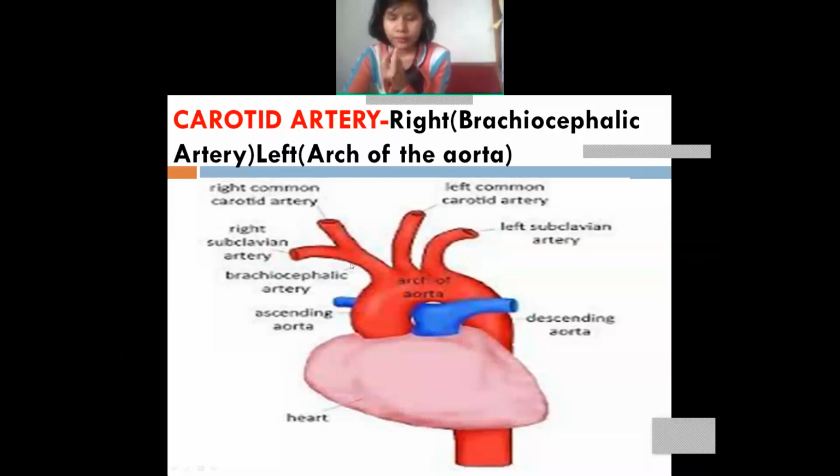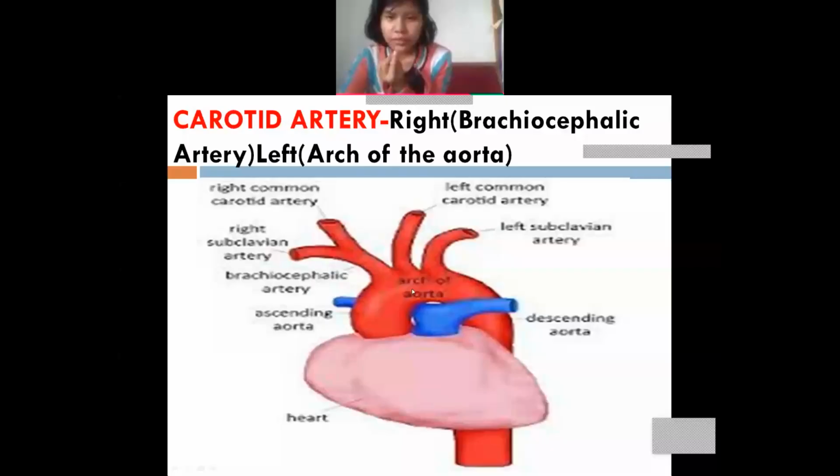Let me repeat again. The carotid artery is divided into two parts: the right common carotid artery, which is this, and the left common carotid artery, which is this. The right common carotid artery begins from the brachiocephalic artery, which is this. And the left common carotid artery begins here, that is the arch of the aorta. Is it clear till this portion?